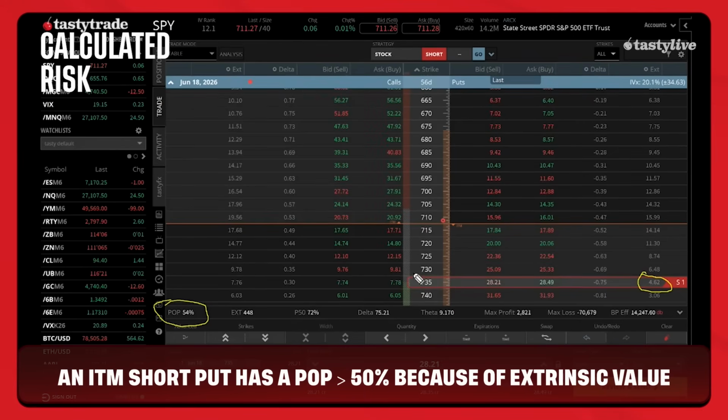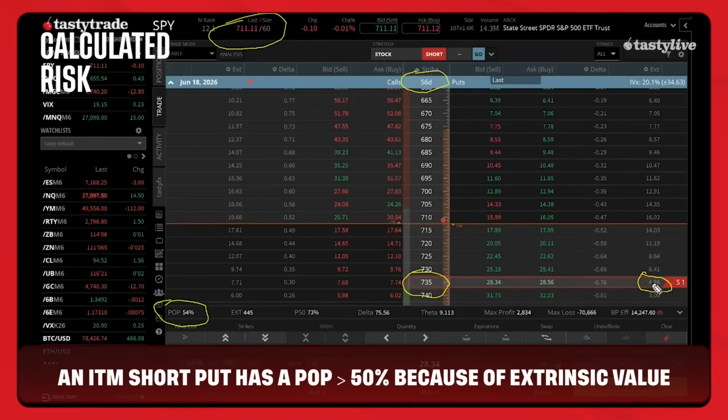Because if you sell this 735 put and SPY just stays right here, it doesn't move at all, are you going to make money on the trade? The answer is yes. How can that be? It's because of the extrinsic value. Because at expiration, 56 days from now, we know that the option price is going to collapse down to its intrinsic value only. So I'm going to keep any extrinsic value that I sold.